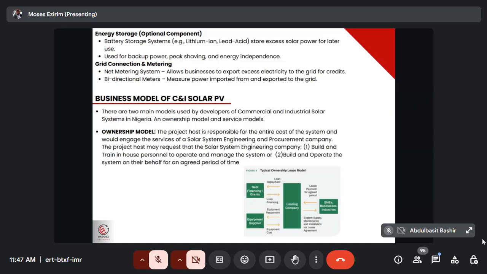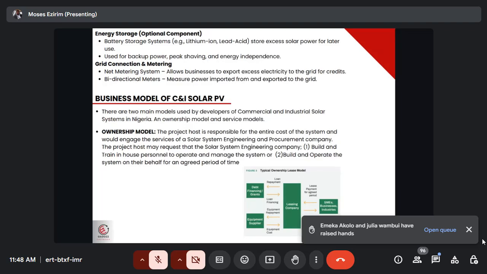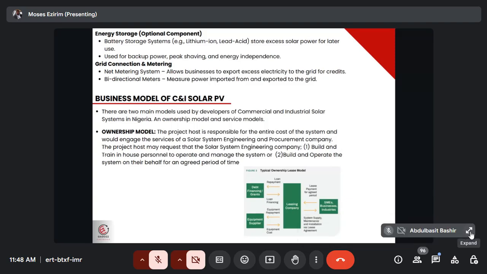My question is simply, PV is generating in a typical CNI, so I discovered that the load takes less of the PV. Why is it like that? Are there priorities? Say for instance, you have a 1 megawatt PV, and the grid is there, and the load is consuming less PV. Why is it like that?